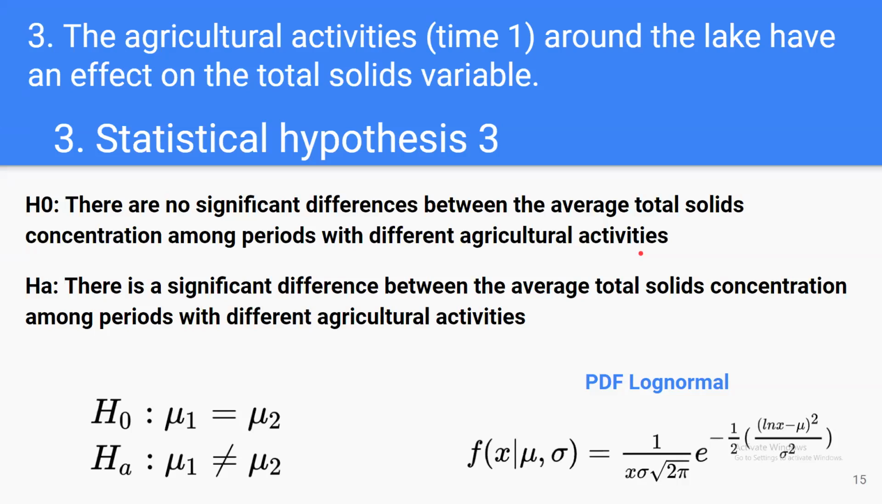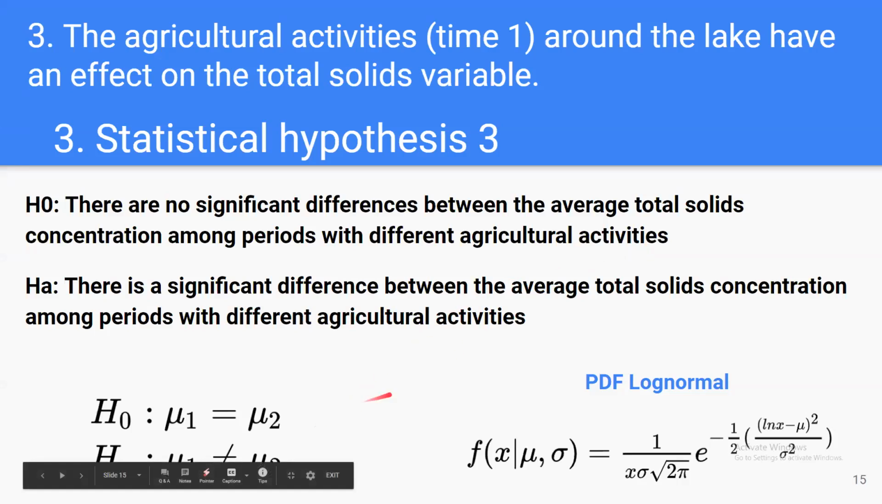And for the third hypothesis, we have that the agricultural activities during the time 1 around the lake have an effect on the total solids variable. And the statistical hypothesis states that there are no significant differences between the average total solids concentration among periods with different agricultural activities. And the alternative one says that there's a difference between the means.